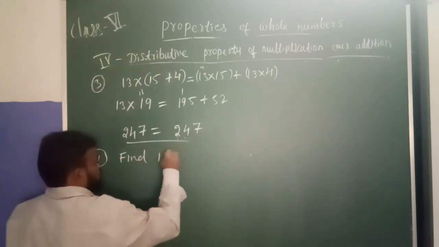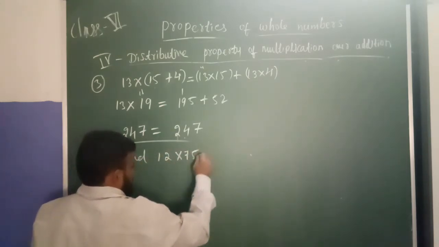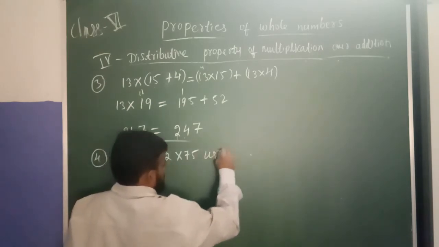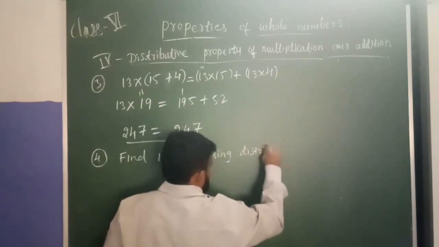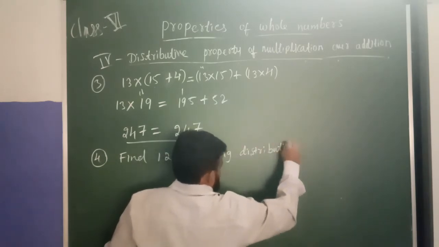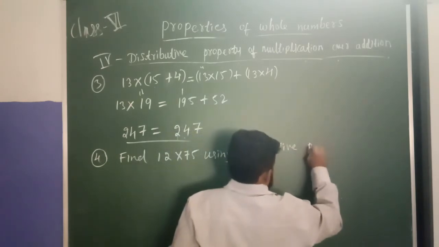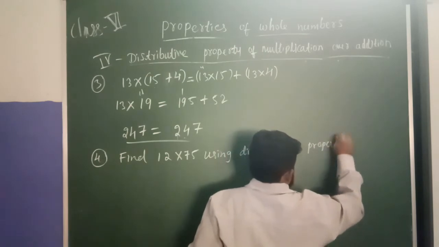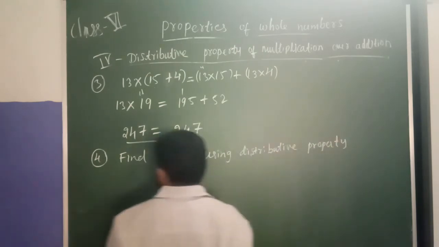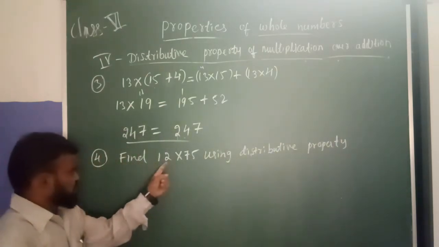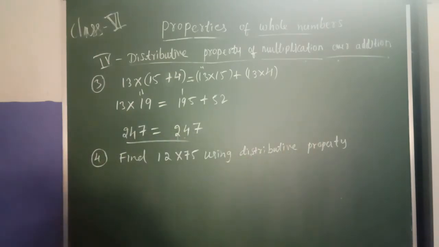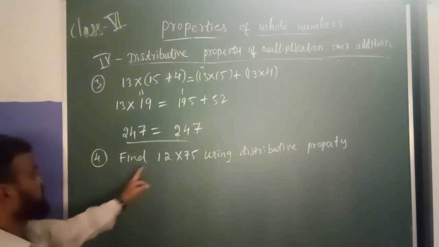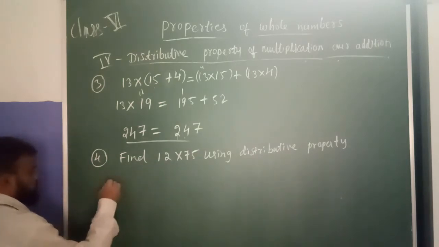Find 12 into 75 using the distributive property. What are we using? The distributive property. Based on that I will give sums. Find 12 into 75 using the distributive property. Right? So here 12 into 75 is the given number. So here you see.